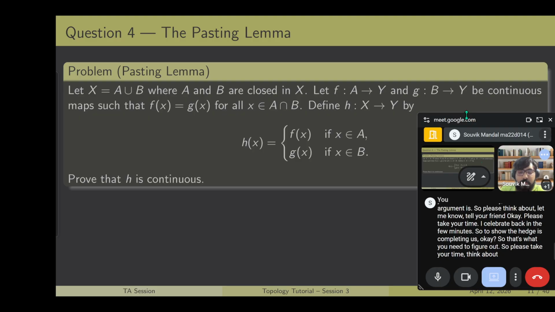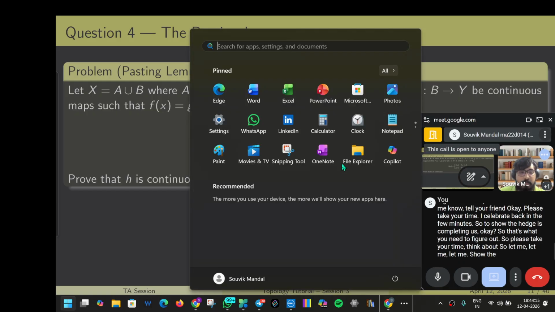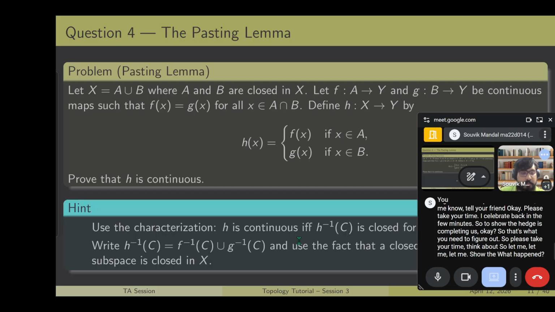Let me show the hint. So the hint is that you need to choose the closed set C, and H inverse C is F inverse C union G inverse C. So you need to say it is a closed subspace, okay? So that's what you need to do. There is nothing much to explain. So please think, take your time, and let me know.